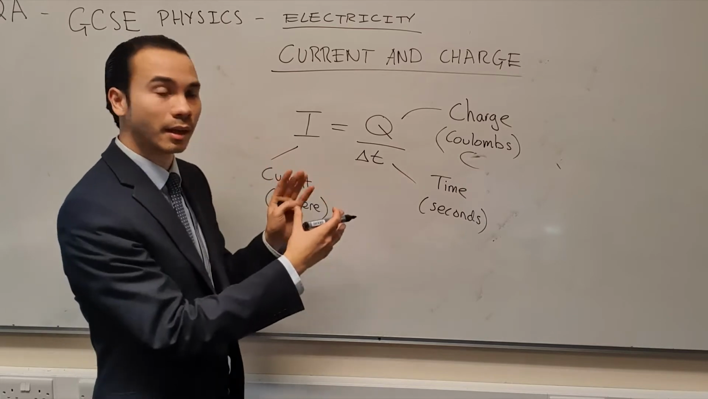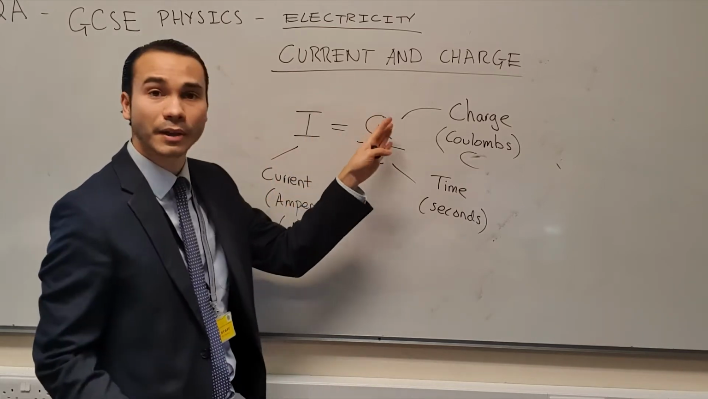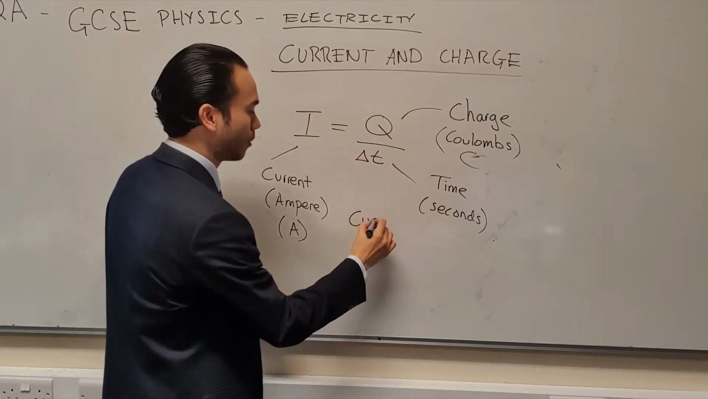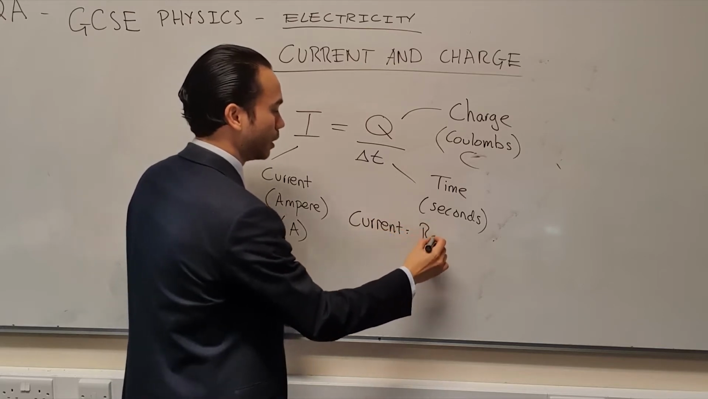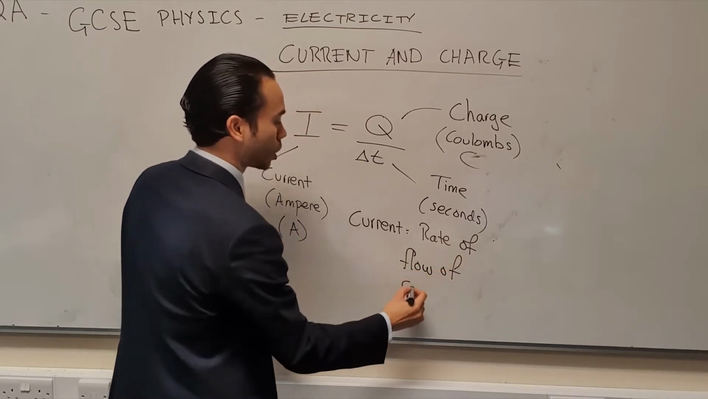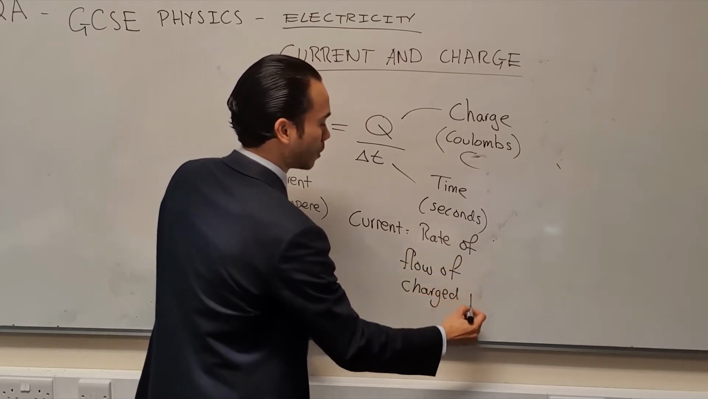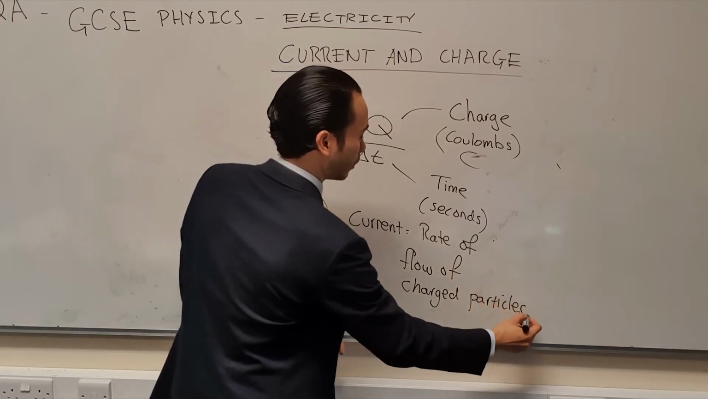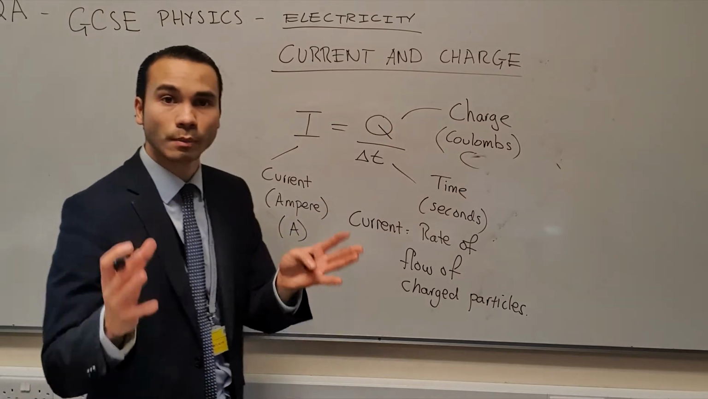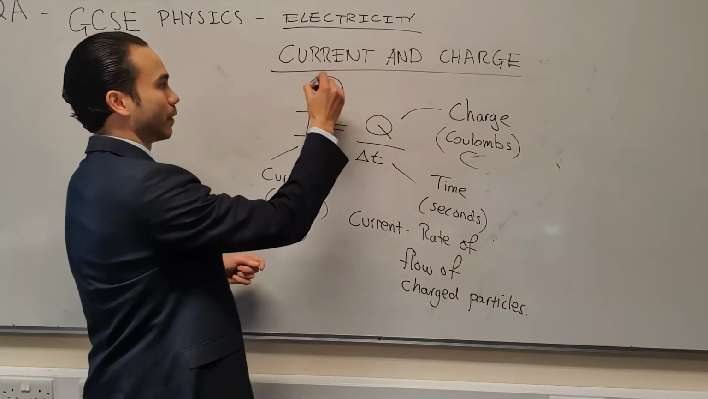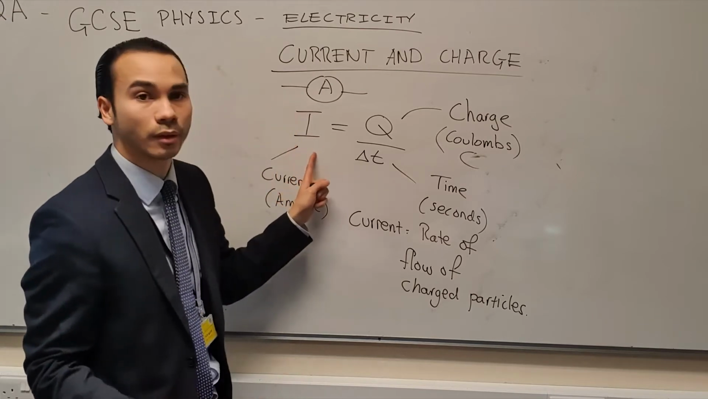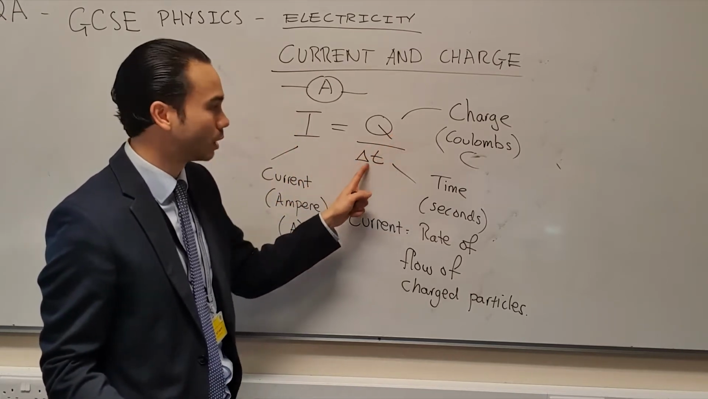And what this equation is telling us, well, current is a measure of the amount of charge passing a point in a certain time period. So let's write that down. Current is the definition. It is a measure of the rate of flow of charged particles. And remember, in one of my earlier videos, I talked about this symbol here, the ammeter. The ammeter does this. It measures the amount of charge passing a point per second.